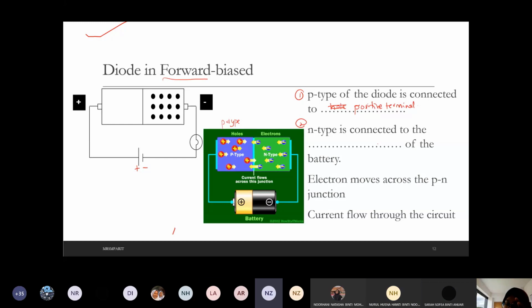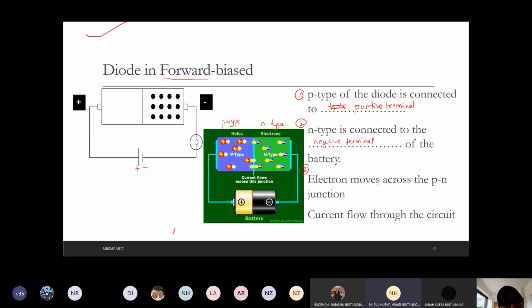Dalam essay dia kata explain how a diode is in forward bias. So these are the things that you can explain, you can write. So N type, so this is N type. N type is connected to the negative terminal. So this is easy. And then number 3, you can write electron moves across the PN junction.